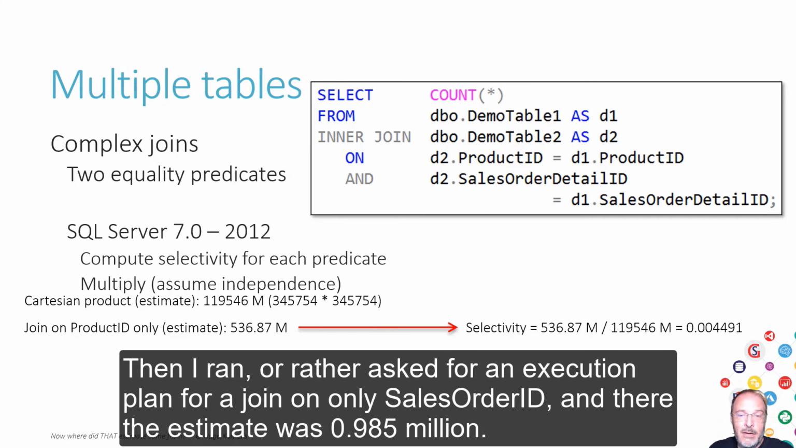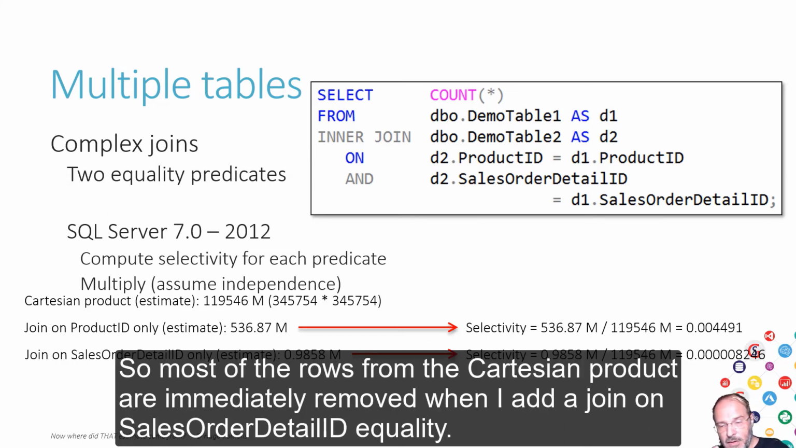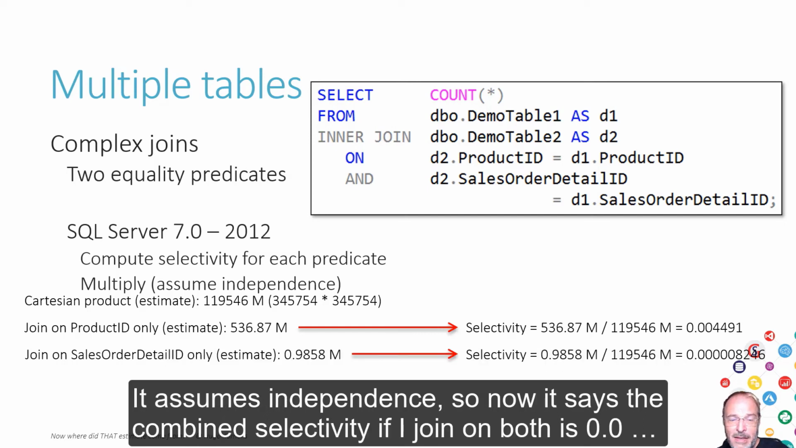Then I ran, or rather asked for an execution plan for a join on only sales order ID, and the estimate was 0.985 million. So here the selectivity is even higher. It's 0.00008246. So most of the rows from the Cartesian product are immediately removed when I add a join on sales order detail ID equality. SQL Server assumes that the product ID and the sales order detail ID join conditions are not in any way related. It assumes independence. So now it says the combined selectivity, if I join on both, is 0.0.